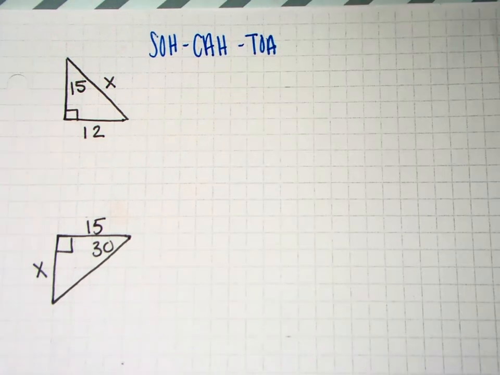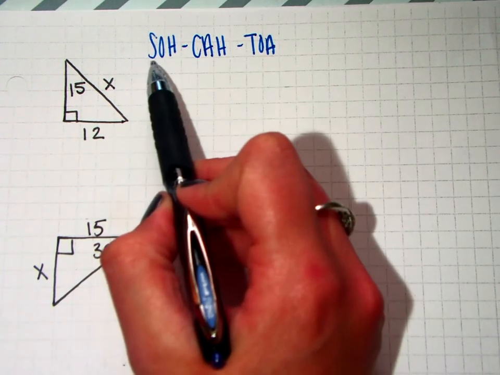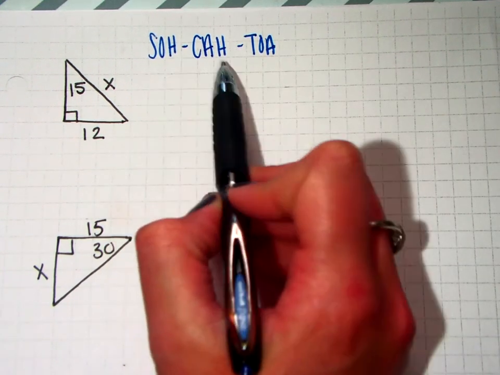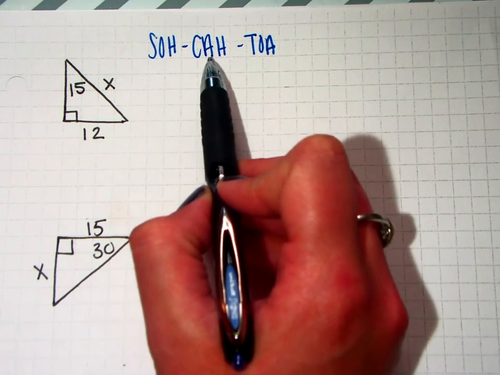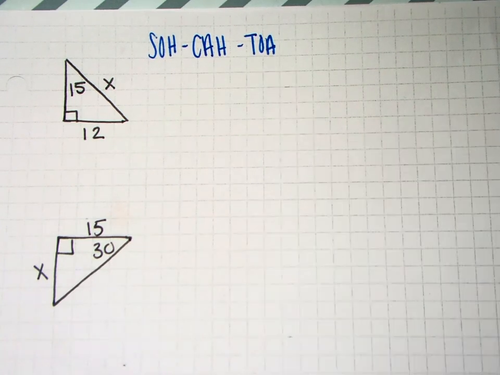SOHCAHTOA lets you know which trig function to use when. So to kind of help you with this, S stands for the trig function sine, O over H. C is cosine, adjacent over hypotenuse, and T is tangent, opposite over adjacent.